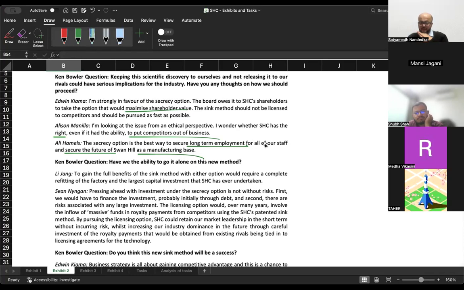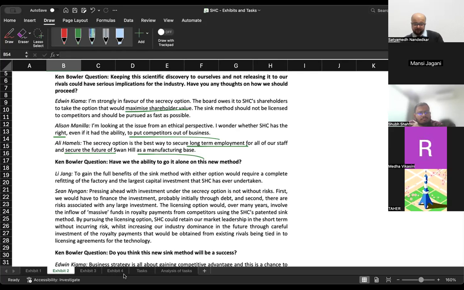Ken Bowler's question: have we the ability to go it alone on this new method? Can you read these 2 points? Yes, sir. Ken Bowler question: have we the ability to go it alone on this new method? Lee Jang: to gain the full benefits of the sync method with either option would require complete refitting of the factory and the largest capital investment that HSC has ever undertaken.